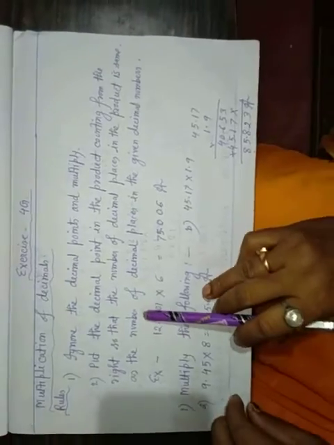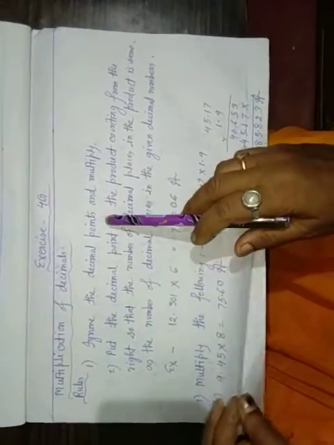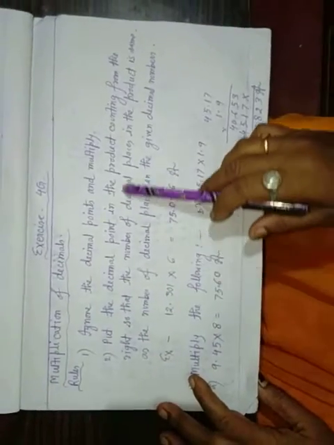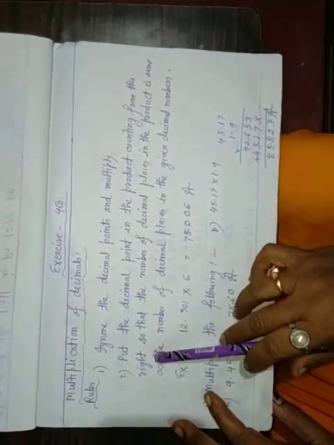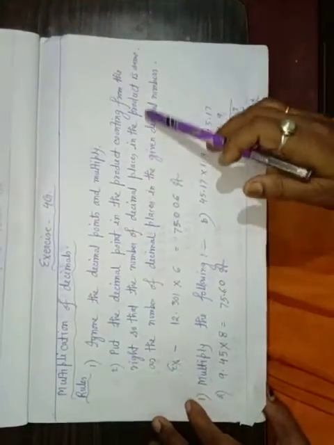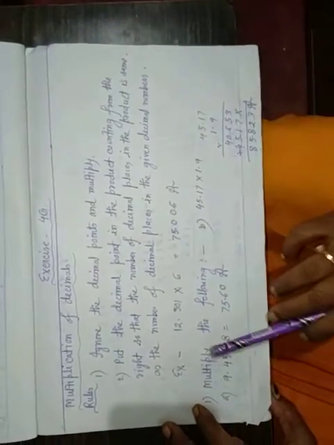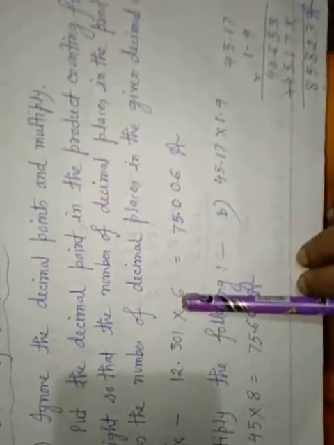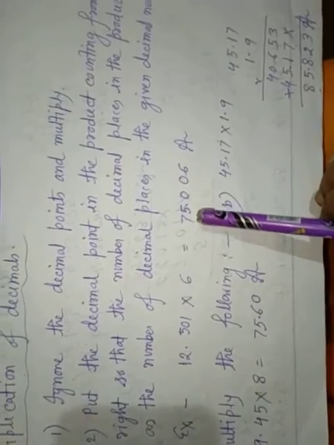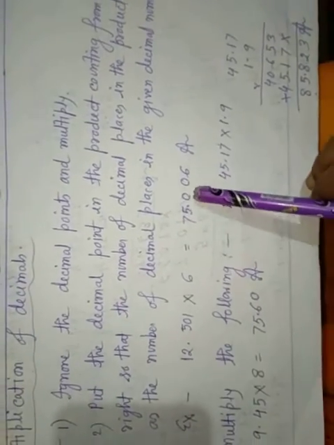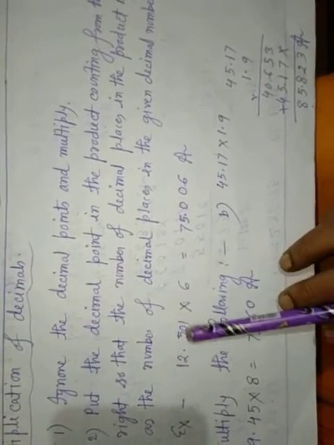I repeat it again. These are the rules of multiplication. Ignore the decimal points and multiply. Put the decimal point in the product, counting from the right, so that the number of decimal places in the product is the same as the number of decimal places in the given decimal numbers. 12.50 times 6 equals 75006, that is 75.006, with 3 places after the point.